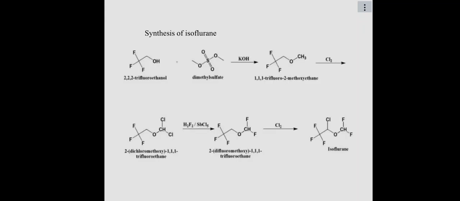And now we can look at the synthesis of isoflurane. We have enflurane and we have isoflurane. And again, from the name 2,2,2-trifluoroethanol, you can see that's position 1, that is position 2, 1, 2, 3. 2,2,2-trifluoroethanol plus dimethyl sulfate.